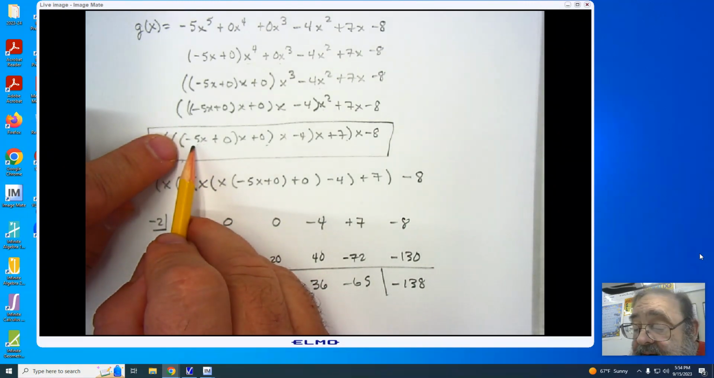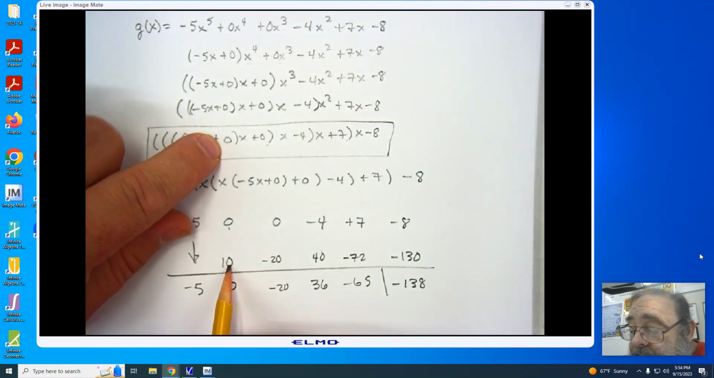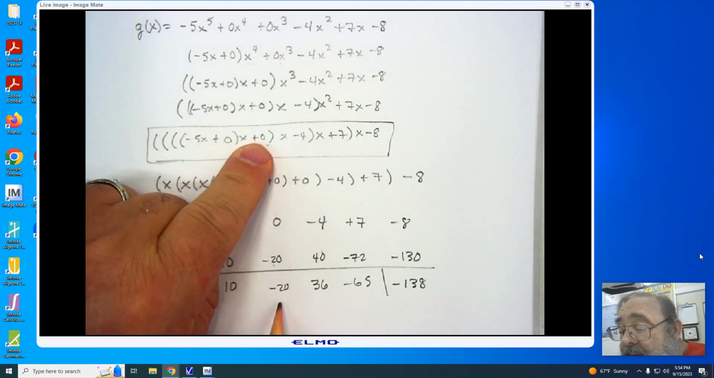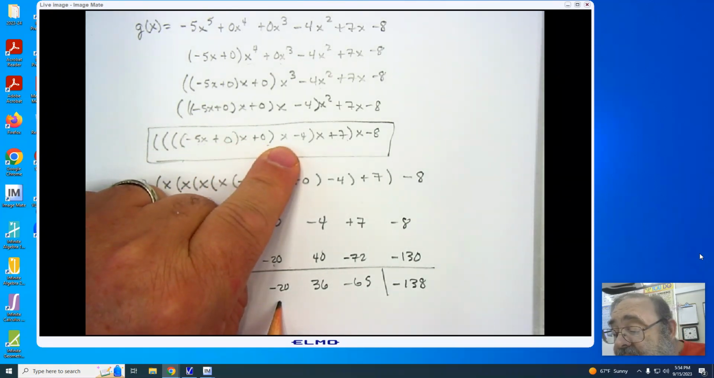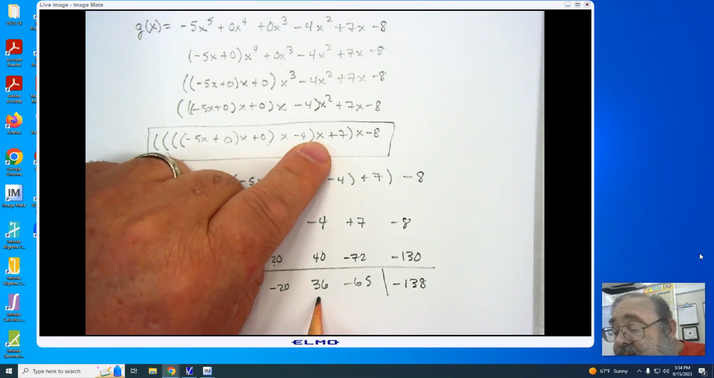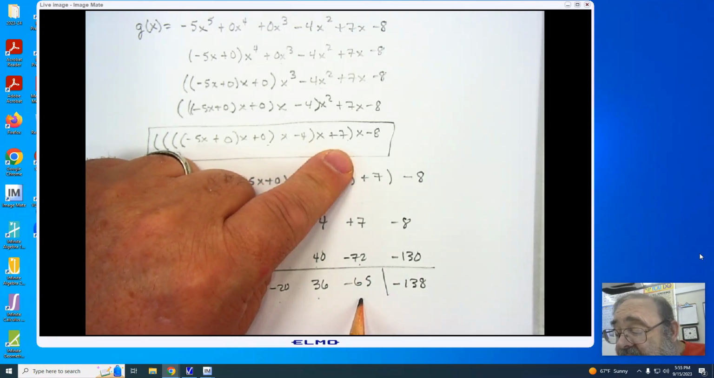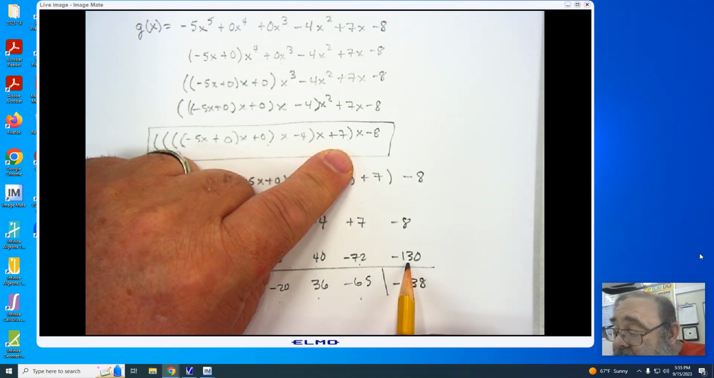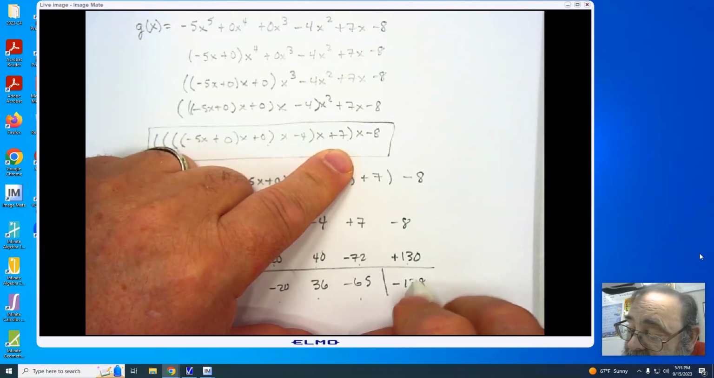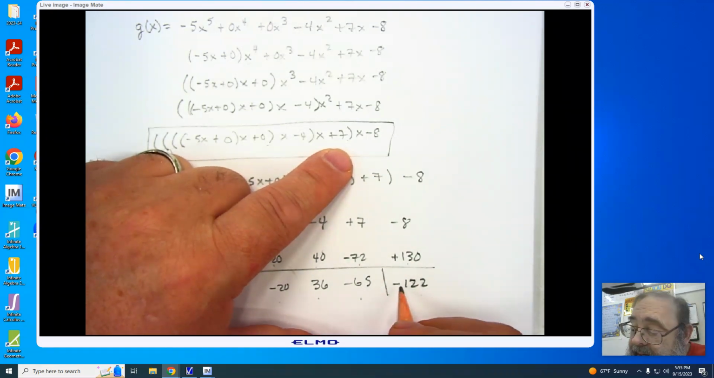Negative 2 times the negative 5 is 10, plus the 0 makes 10, times the negative 2 makes negative 20, plus the 0 makes negative 20, times the negative 2 makes positive 40, minus 4 makes 36, times negative 2 makes negative 72, plus 7 makes negative 65, times negative 2 is going to make a positive 130, and I should end up with 122. 122. And it is a positive.